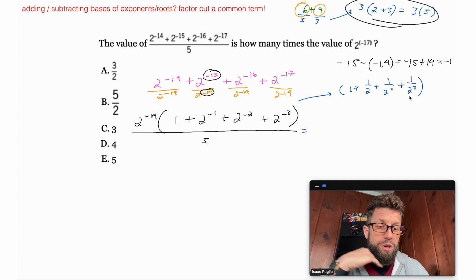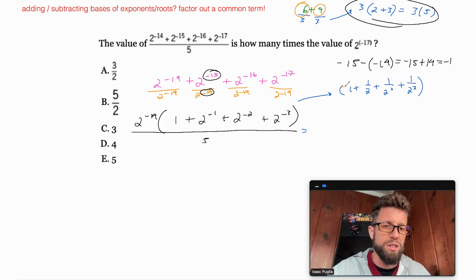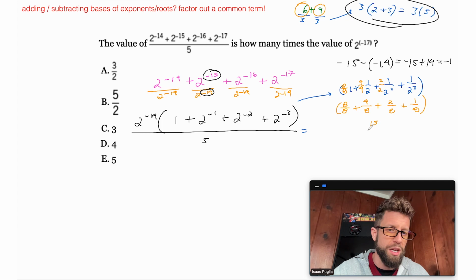Adding fractions, I just want to focus on a common denominator. I can see here 2 to the third is going to yield 8. So I'm just going to express everything in terms of a common denominator of 8. So I'm going to multiply this by 8 over 8. I'm going to multiply this by 4 over 4. I'm going to multiply this by 2 over 2 because 2 squared is going to yield 4 in the denominator. And this will just stay 1 over 8 here. So I'll wind up with 8 over 8 plus 4 over 8 plus 2 over 8 plus 1 over 8. Okay, let's run the numbers here. 8 plus 4 is 12, plus 2 is 14, plus 1 is 15. So I'm going to get 15 over 8 here inside my parens.